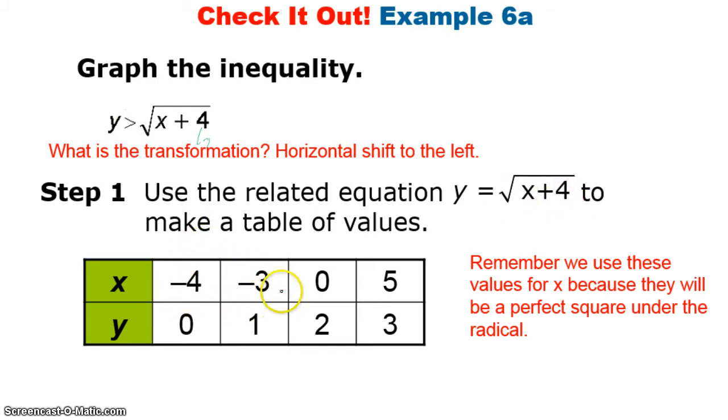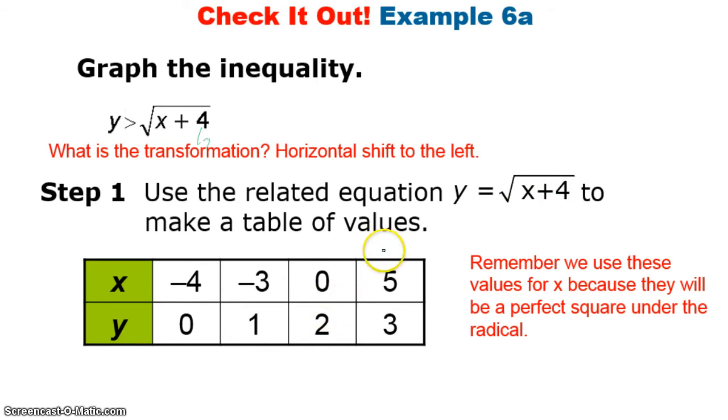Now, my next perfect square is a 1. So what could I put in here to give me a 1? And that's a -3, right? -3 plus 4 would be 1, and so the square root of 1 is 1. My next perfect square is 4. What am I going to put in here to give me a 4? Well, obviously a 0, right? 0 plus 4 is 4, and the square root of 4 is 2.